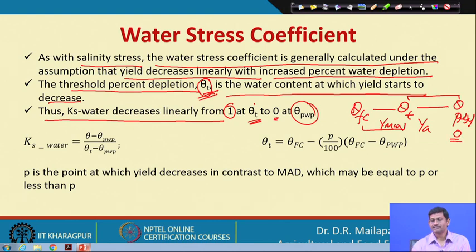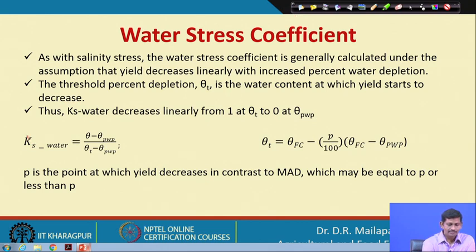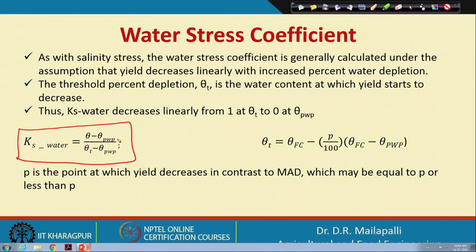At theta WP. So, using that concept, the Ks water is equal to theta minus theta wilting point, divided by theta threshold minus theta wilting point. So this is the actual water. From here, theta T is equal to theta FC minus p by 100 into theta FC minus theta WP. The same equation, you can convert that into theta T.